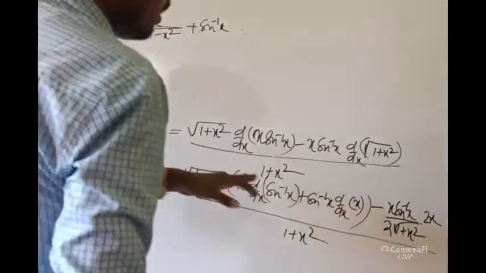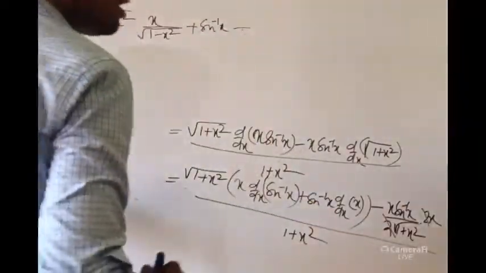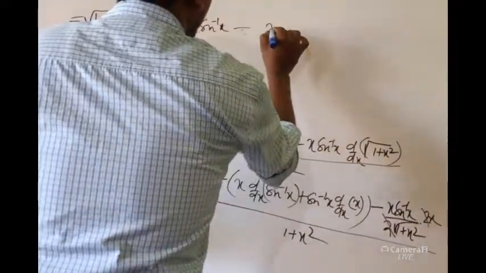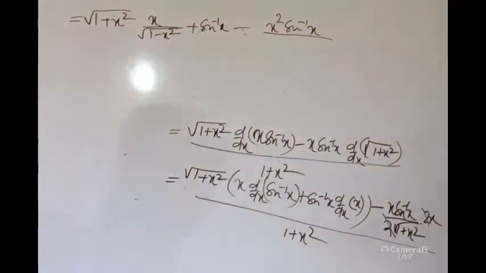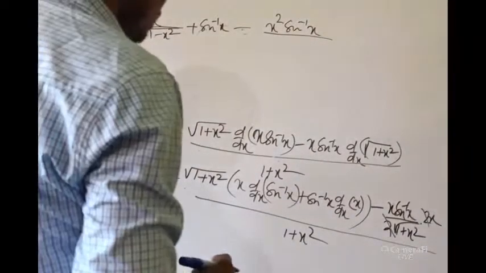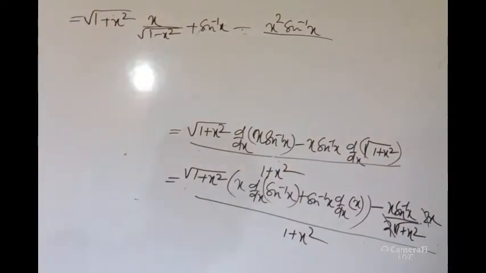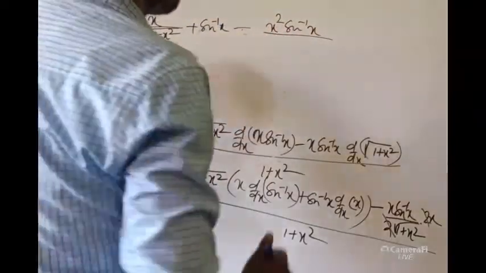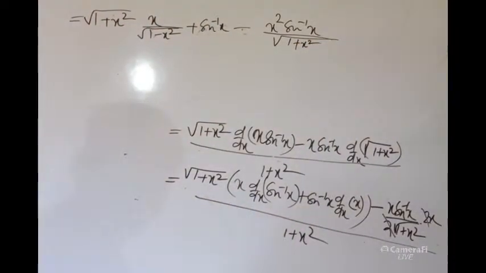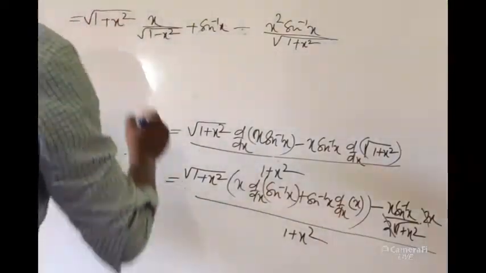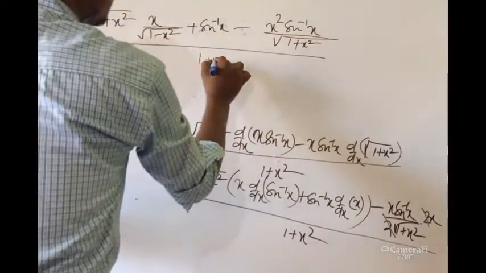Okay, now here these two and these two are cancelled, only x square sin inverse x is here. Okay. Here only x square by root over of 1 plus x square. Okay. And whole divided by 1 plus x square. Any doubt?